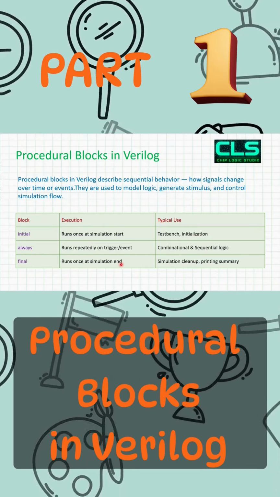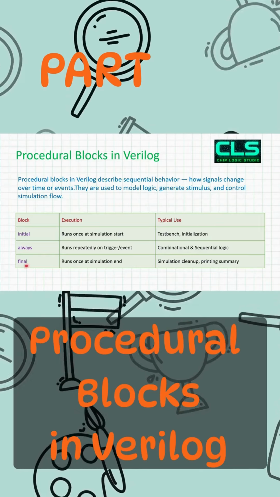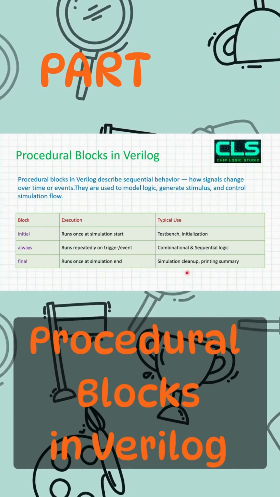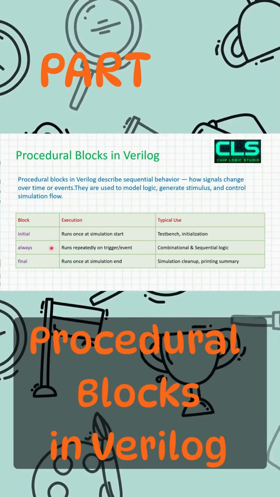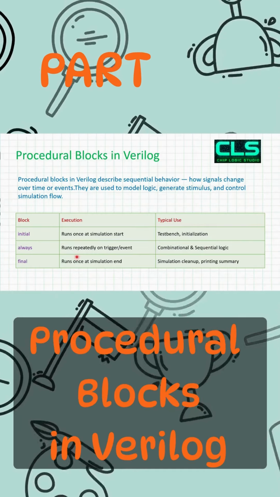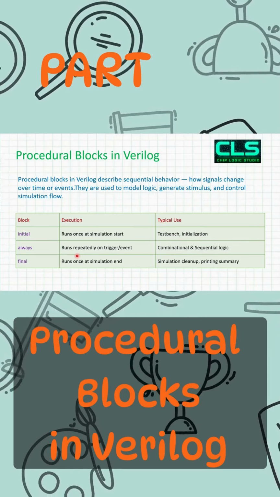So the final block runs once at simulation end. For example, if you have used $finish at 100 nanoseconds, so the $finish will execute, and just before that the final block will execute at the end of the simulation. So for printing some summary or report, you can say, we use this block. Our mostly used blocks are the always block and initial block. So the always block is where we write logic, case statements, if else statements, everything which we use this always block for.